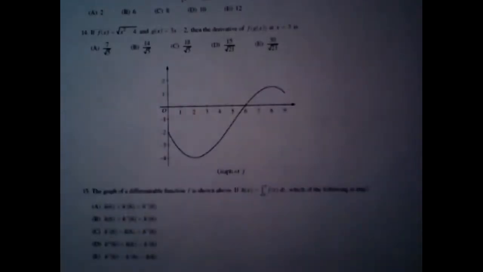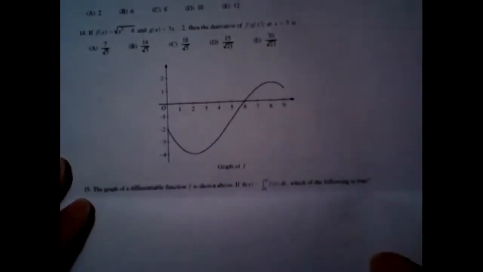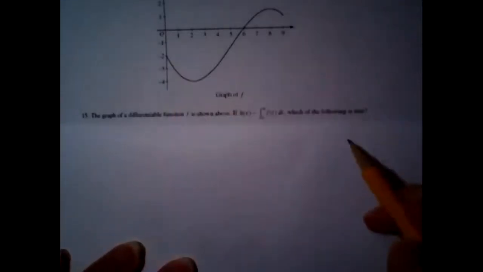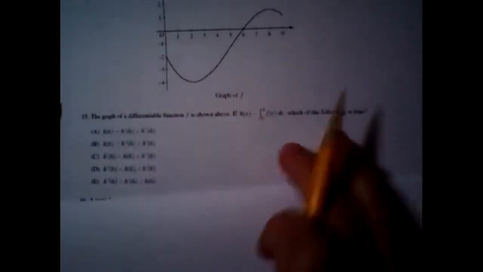All right, number 15, they give you the graph of f. Differential function, they tell you h of x is equal to the integral. So this is an accumulation function, accumulation starting at 0. Which of the following is true? Okay, this is going to come from our sticky note.